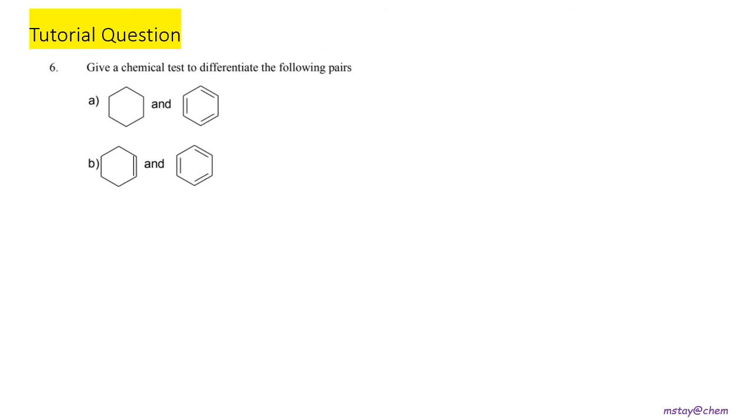Question number 6. Give a chemical test to differentiate the following pair. So this one is a cycloalkane, cyclohexane, the actual name, and then this is benzene. Basically question number 6 is similar to question number 10a that we discussed just now, only the difference here is that this one is an alkane, and just now what we discussed is alkylbenzene. No matter whether it's an alkane or alkylbenzene, because they have the alkyl group, CnH2n, with carbon-carbon single bonds, we can use the bromine test to differentiate them.